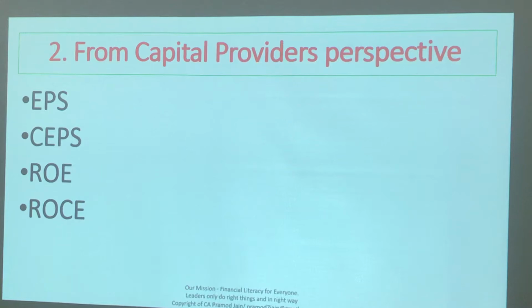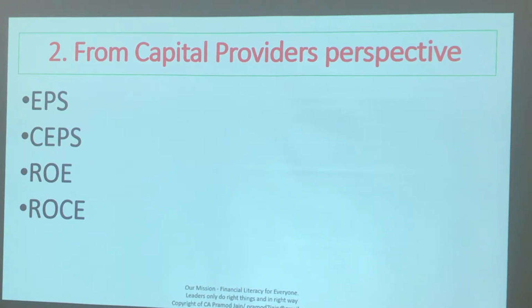How to evaluate performance of a business or profitability of a business from the perspective of the people who have given capital to the business. There are four things that you can do to find out performance of a business from the perspective of the capital provider. What are the ratios that you calculate?